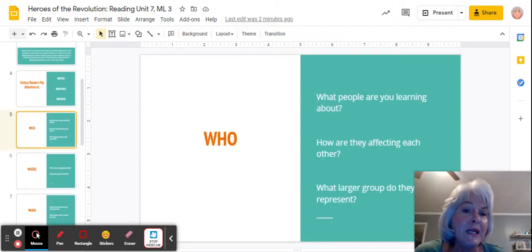So the who is, what people are you learning about? We're talking about the heroes of the American Revolution. How are they affecting each other? What is the contribution that they made? Like Molly Pitcher, who continued to fire the cannon even when her husband was ill, taking over for him. We talked about those contributions of specific people that had helped. Even Thomas Paine, when he wrote the pamphlet Common Sense, and how he inspired people. So how did they affect each other? And what larger group do they represent?